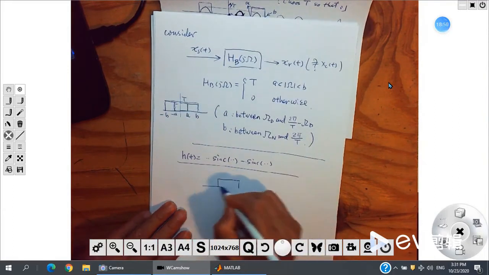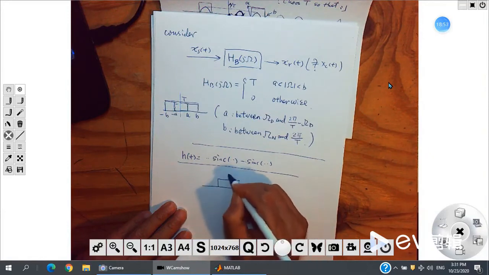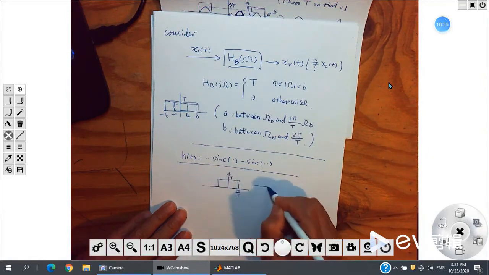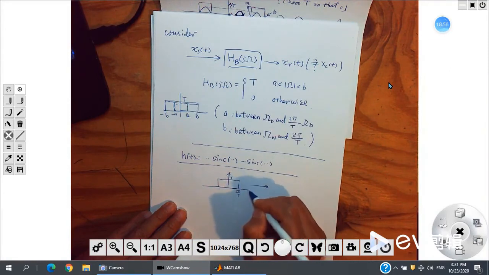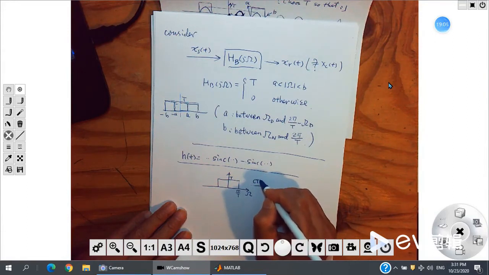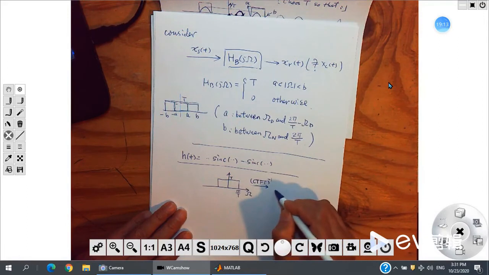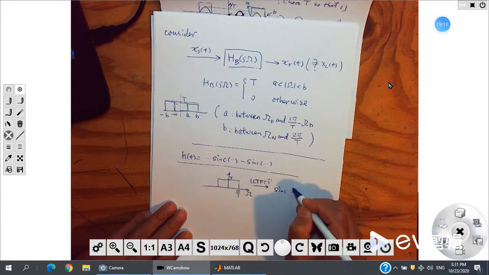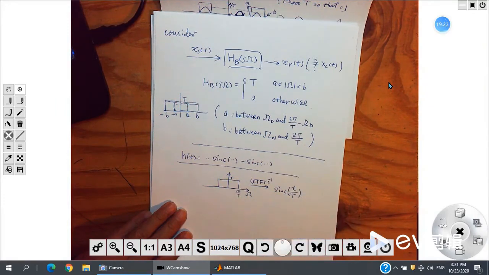Rectangle. Here is pi over T, and this value is T. This is in the omega domain, the frequency domain. Then we go to the time domain, continuous time, CTFT, continuous time Fourier transform. Do the inverse. This one will give us a sinc of B t over capital T. And we have this one. Okay, so this one will give us this one.